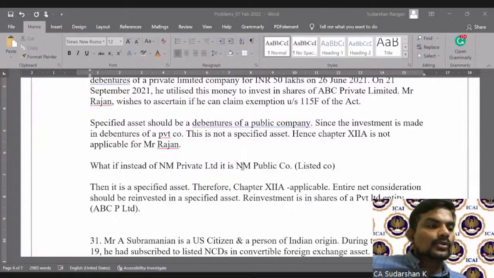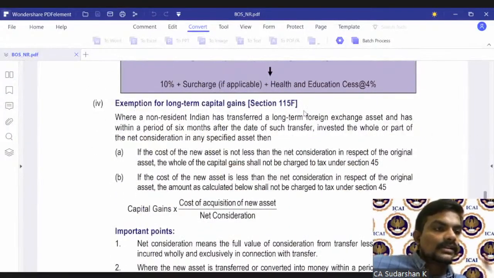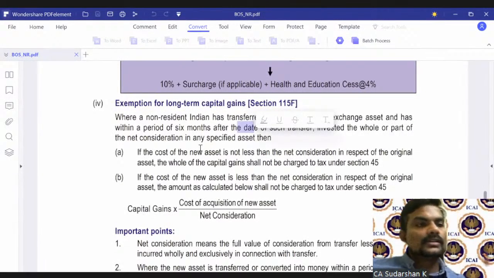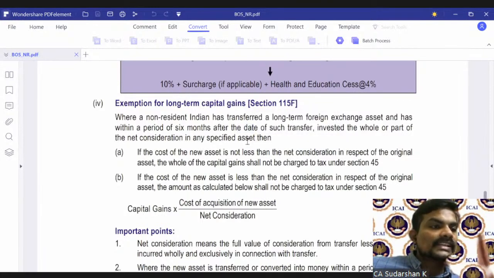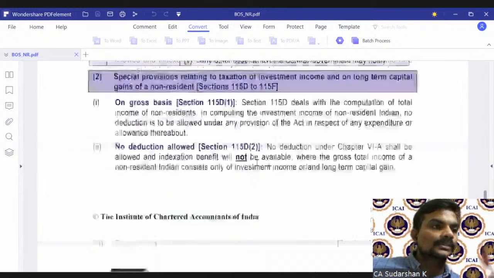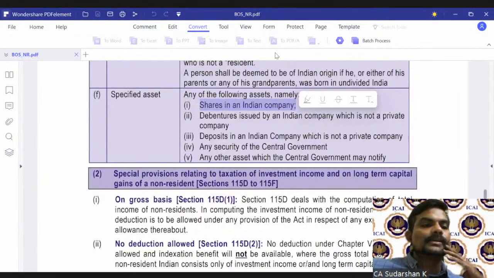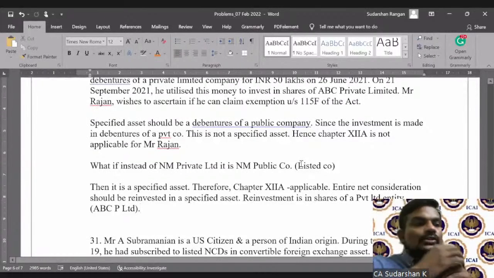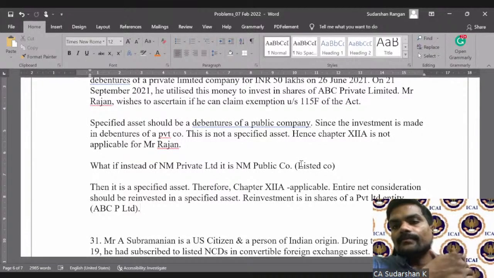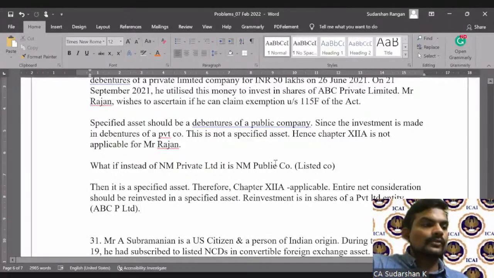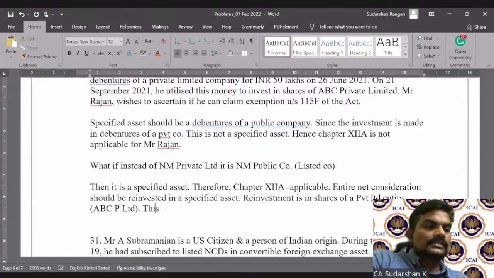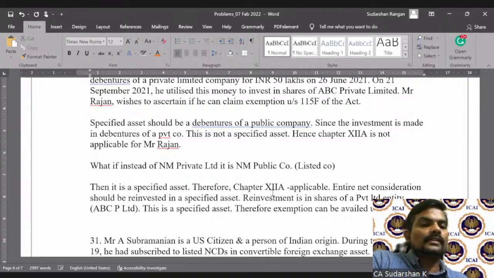look here. If you go to 115F exemption, within 6 months it has to happen. Yes, that is the case because in June he has sold and in September it is invested. The investment should also happen in a specified asset. This is very important. Now again, go back to specified asset: shares in an Indian company. Since shares in an Indian company is defined in section 2, clause 26, which will include any private company, any company incorporated in India, therefore, in my view, this is a specified asset. Therefore, exemption can be availed under section 115F.